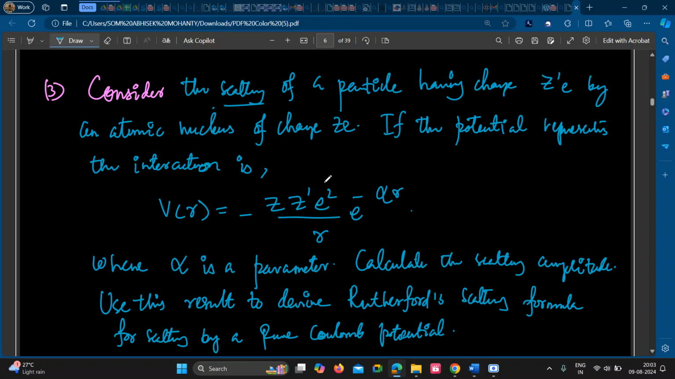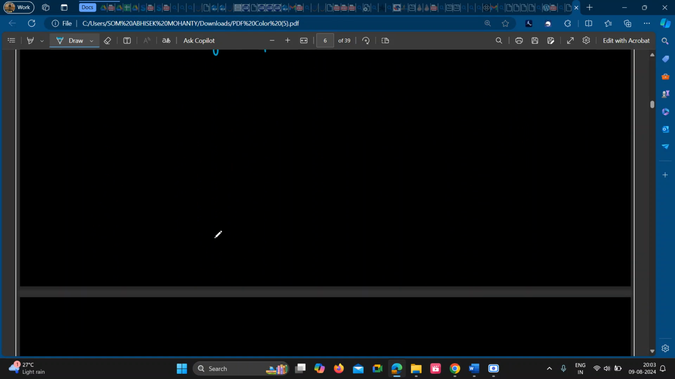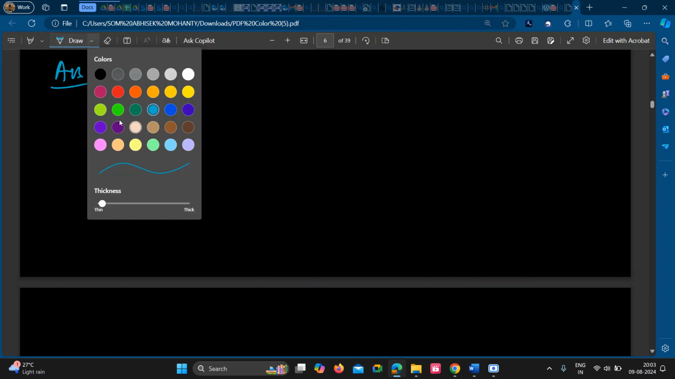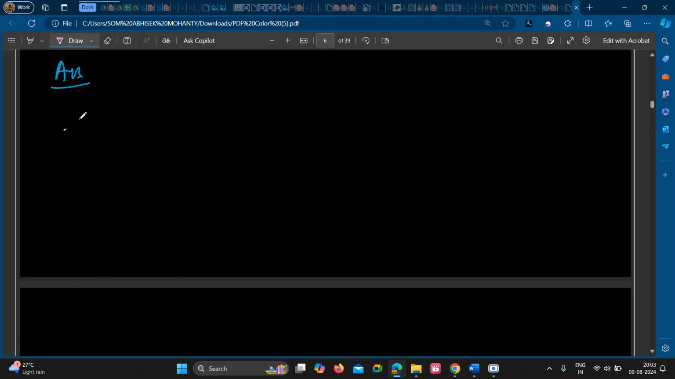Okay, this is again a big question. Consider the scattering of a particle having charge Z dash E by an atomic nucleus of charge Ze. If the potential represents the interaction, calculate the scattering amplitude. Okay, so let's solve it. It's a bit tricky question, but we will solve it anyway. See, the potential is given here. Don't get scared by the word potential. It's just your potential, as we have studied in electrostatics. There are just extra terms here, so we don't need to worry about it.